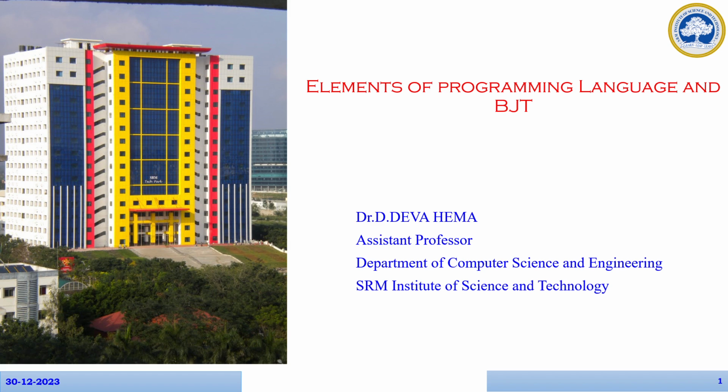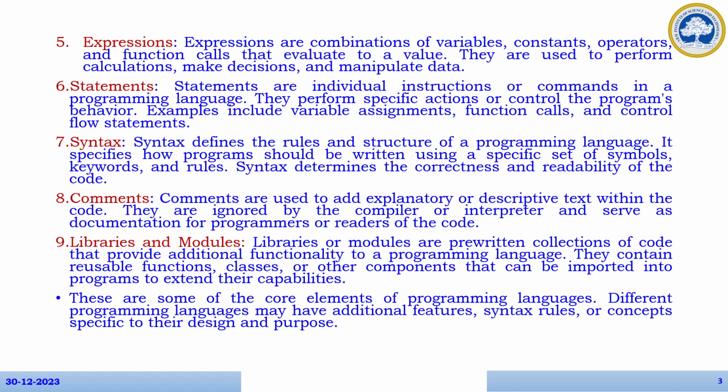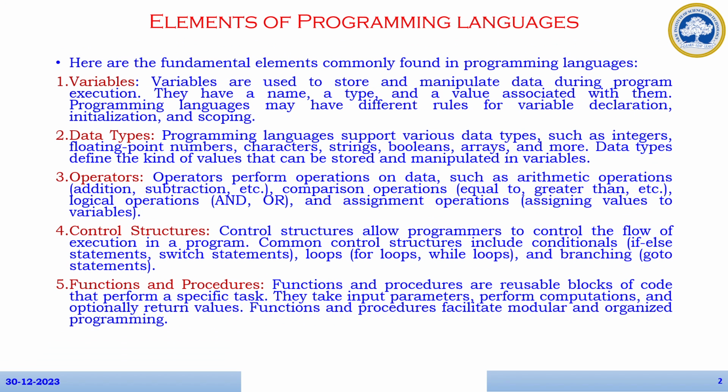Now we are going to discuss the elements of programming language and the Bohm-Jacopini theorem. First, let's see what the elements of programming language are. Variables, data types, operators, control structures, functions and procedures, expressions, statements, syntax, comments, libraries and modules. These are all elements of programming languages. Let's see them one by one.